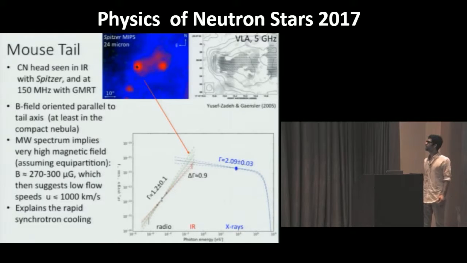But using both the low frequency and high frequency spectra, we can estimate the magnetic field in the X-ray tail to be on the order of 300 microgauss, which is quite high, and that also, if this is true, suggests a very low flow speed here, on the order of 1,000 kilometers per second or less, and that would explain the rapid synchrotron cooling seen here. Also, radiopolarimetry of the Mouse suggests that its magnetic field is aligned parallel to the tail, at least in the near vicinity of the pulsar, which is the opposite of what we see in J1509.